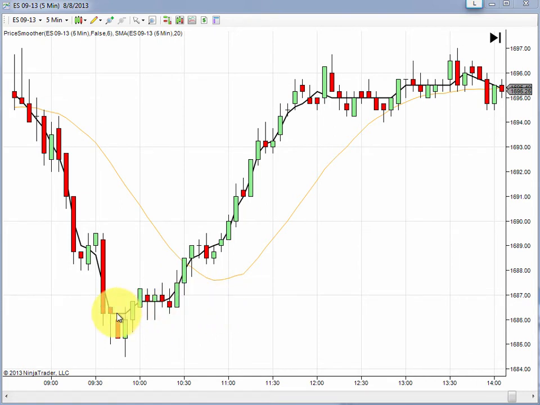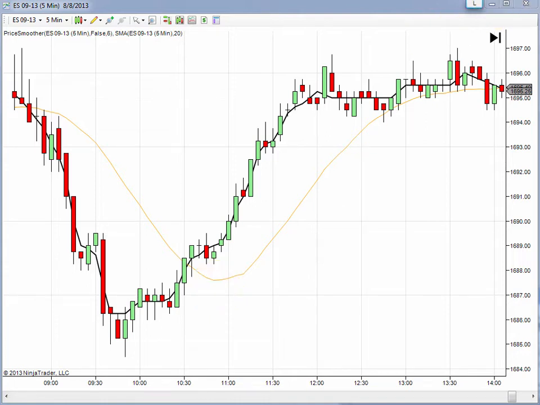In this case, the deepest part of the dip occurred about 9:45, and we don't see the dip in the SMA until about 10:45, an hour later. So when the SMA, the simple moving average, begins to turn around, price has already turned around and made its move in a different direction an hour ago.